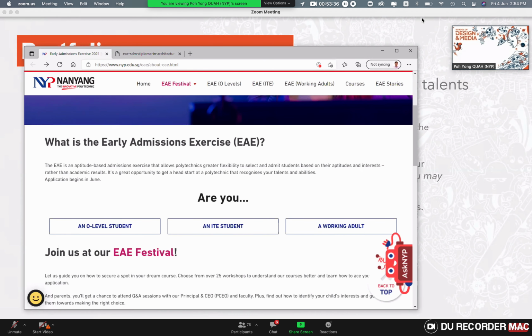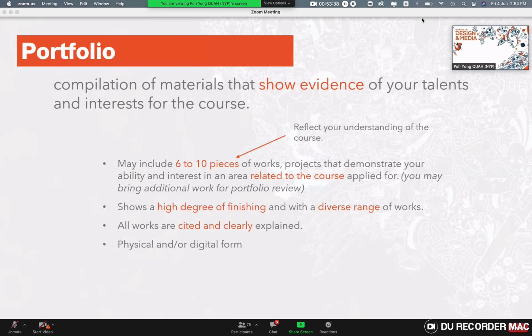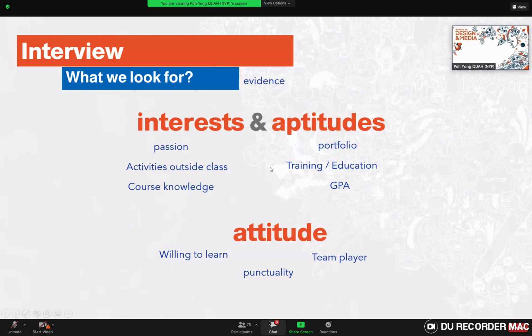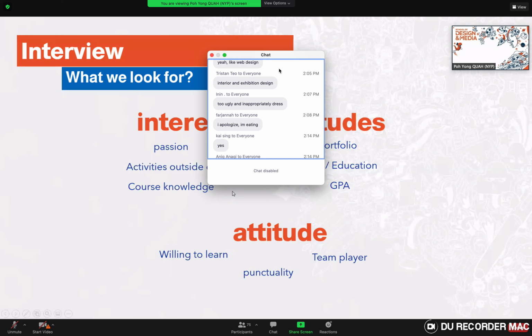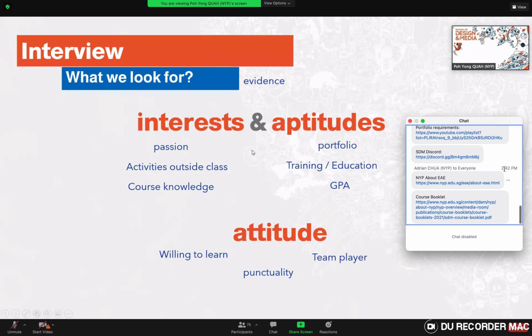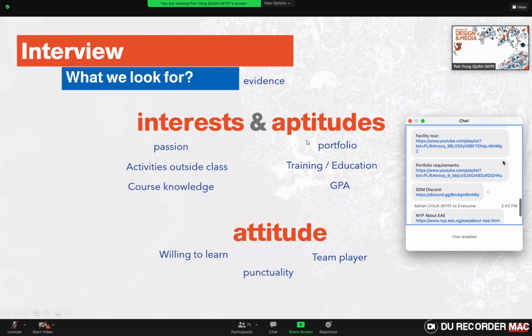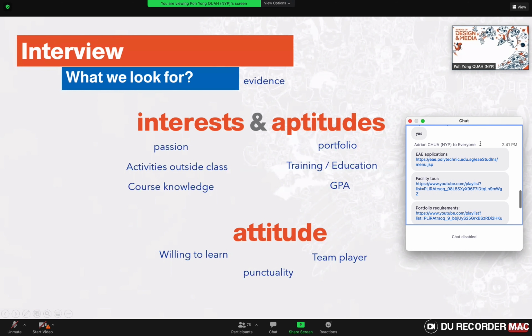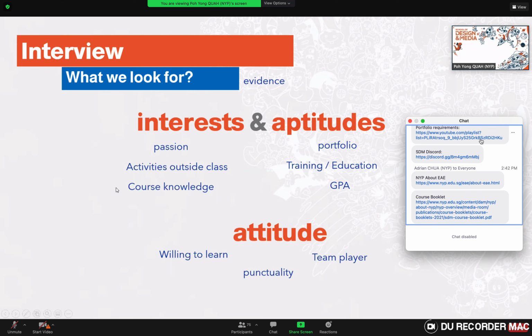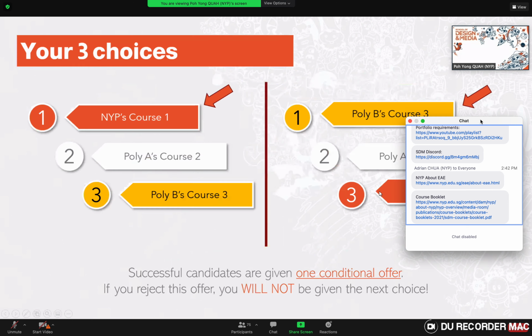Okay, so, interviews. Let's talk about interviews. Under interviews, what are we looking for? In the interview, we will be asking you questions, and basically we are trying to ascertain your three main areas. The first area is your interest. What are you interested to do? What is your passion? What is your knowledge about my course? If you are interested in my course, then you should do research on my course.